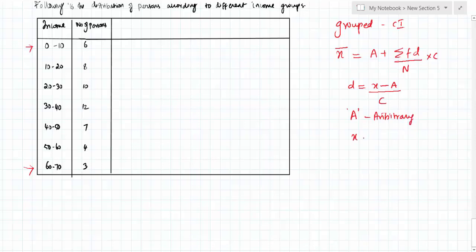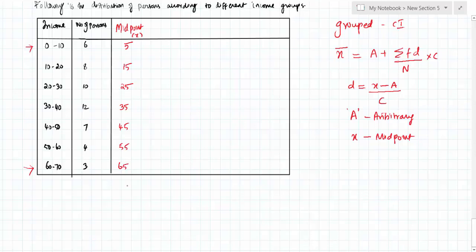Then what is x? X is basically a midpoint, because here you don't have the variables directly, you have them only in the grouped form. So when you have it in the grouped form, you have to find out the midpoint. The midpoint has to be determined from the class intervals. So you have 0 to 10, so the midpoint is 0 plus 10 by 2, that is 5. 10 to 20, the midpoint is 15. 20 to 30, the midpoint is 25. 30 to 40, midpoint is 35. So it goes like this: 45, 55 and 65. So these are all the midpoints.